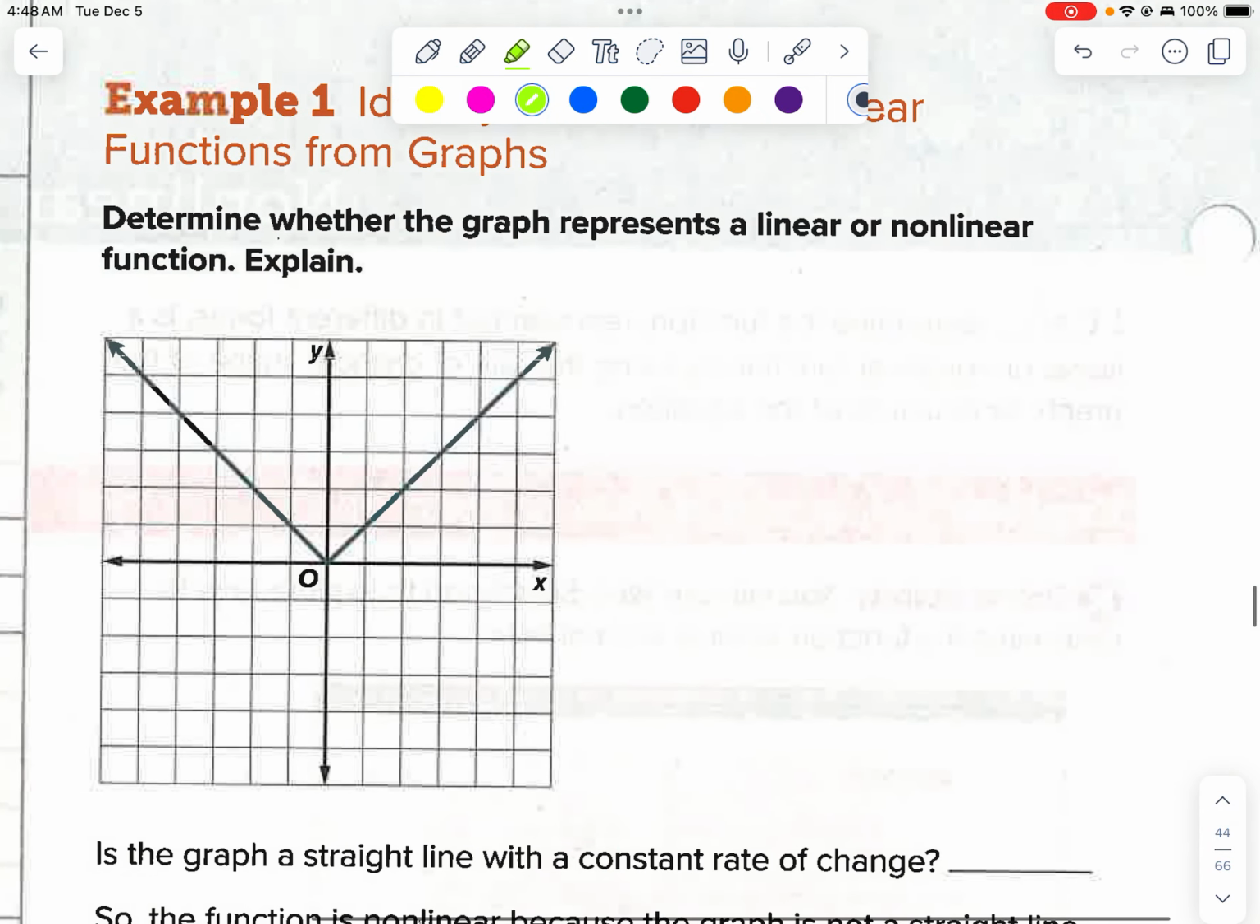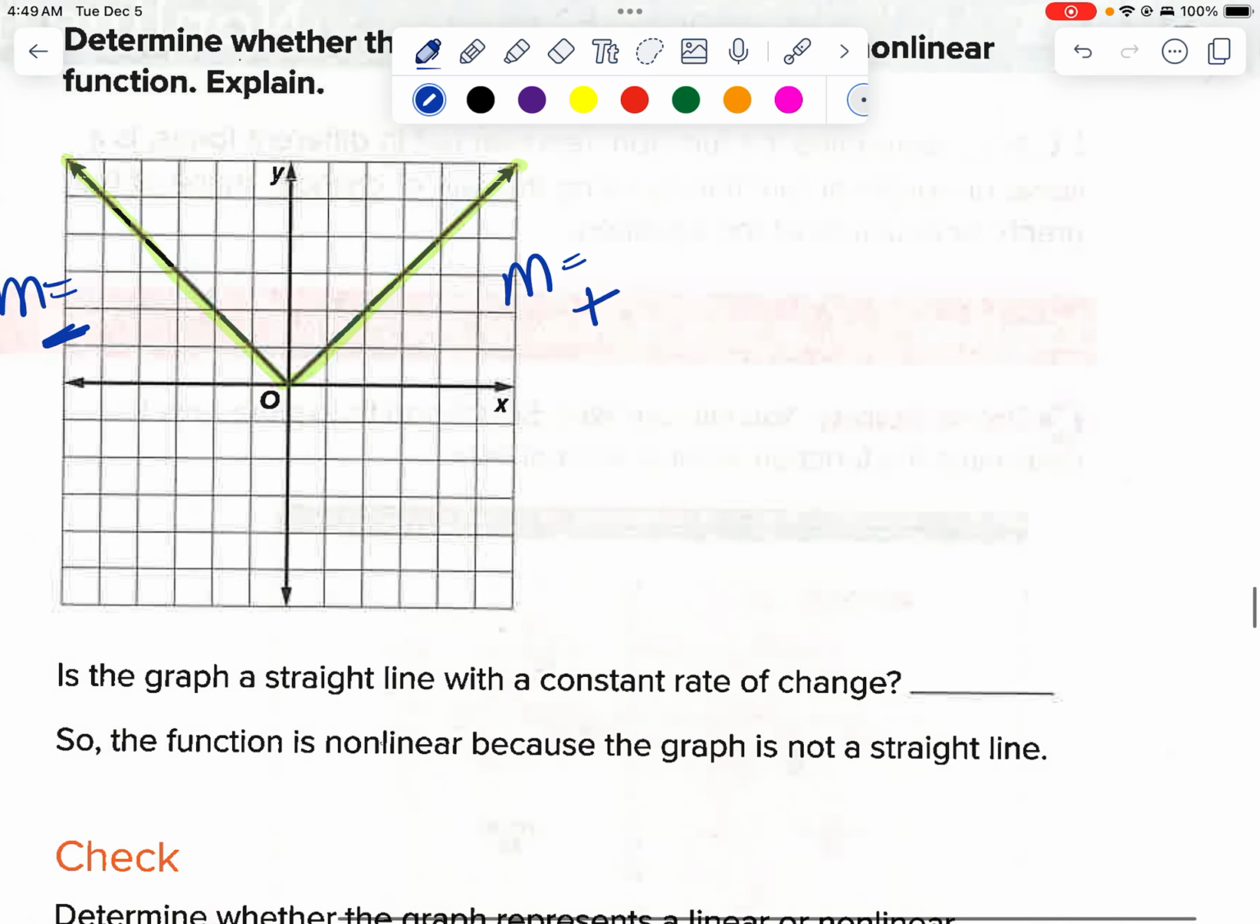If I look at this graph, is this linear? Okay, some of you are going to say yes. This part right here, oh, that was a line, but all of a sudden it went this direction. You can't, that doesn't go straight because this slope right here, or its rate of change, is going to be negative. And this slope or rate of change is going to be positive. No way that those are a constant rate of change. Is the graph a straight line with a constant rate of change? No. The function is nonlinear because the graph is not a straight line.